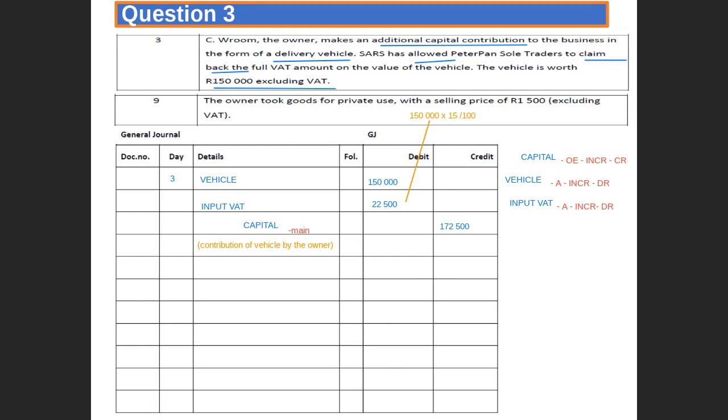Okay, I'll do that. Guys, let's go to the 9th. I hope you understand. The owner took goods for own use with a selling price of 1,500. Please, for now, think about the accounts. I'm gonna write the dates for now. Think about the accounts involved, and then I'm gonna come back to it. Okay, the date is going to be the 9th.